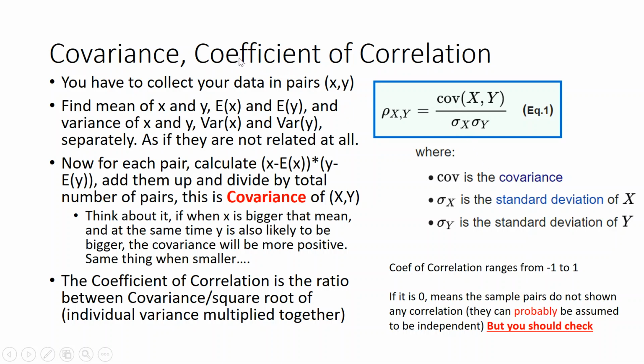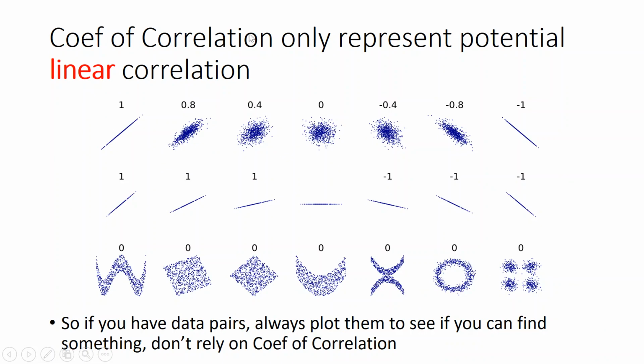The correlation coefficient always indicates some level of correlation when it is not 0. When it is 0, the sample pairs you selected do not show any correlation. They can probably be assumed to be independent, but you should always check. The reason is this: the correlation coefficient only represents the potential linear correlation or relationship, which means one's bigger, another's bigger, one's smaller, another's smaller. It's not an indication of no relationship, because there are nonlinear relationships that are almost perfect.